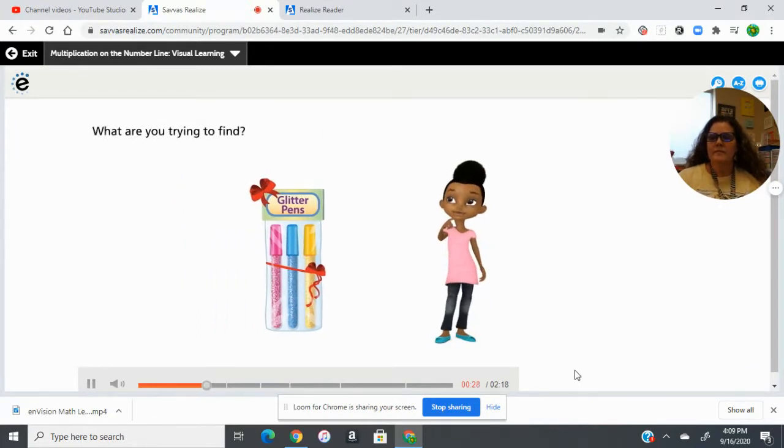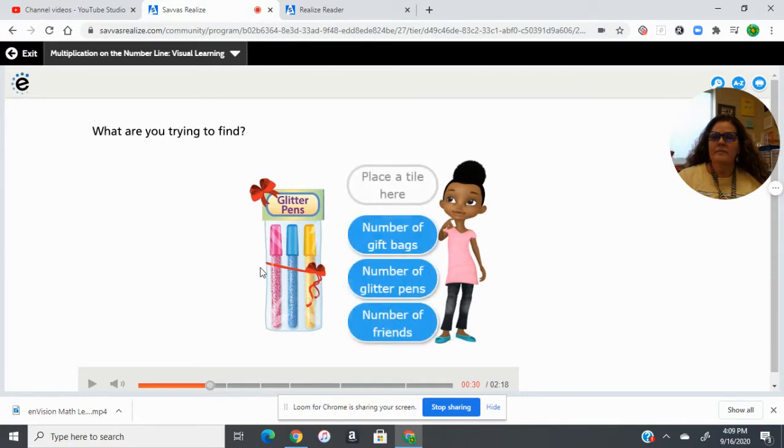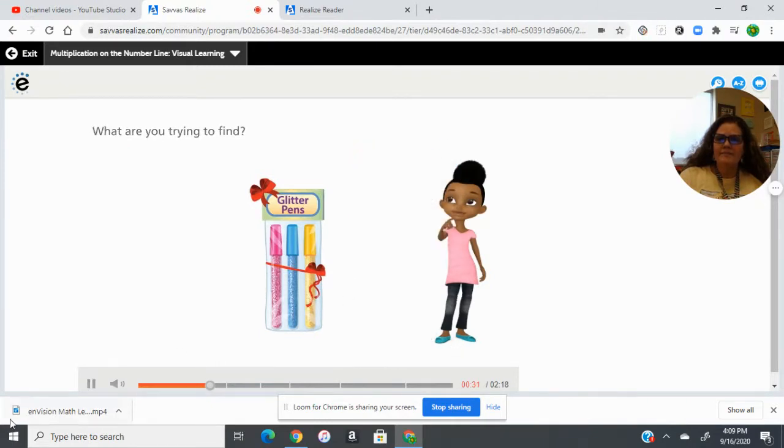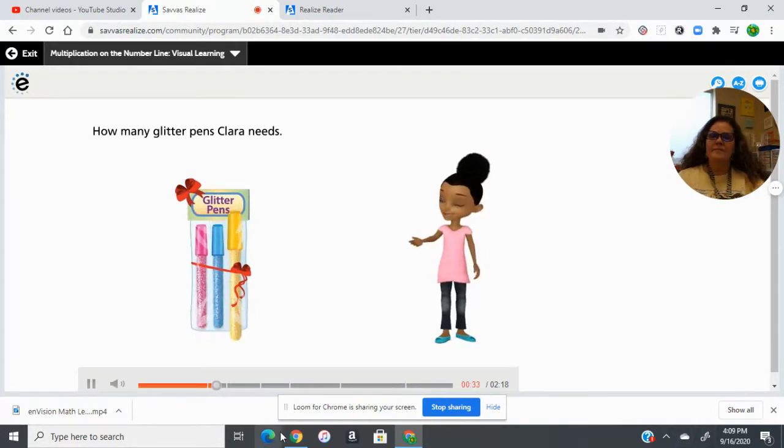What are you trying to find? Okay, so what are we trying to find? Are we trying to find how many gift bags she needs? Are we trying to find the number of glitter pens she needs? Are we trying to find the number of friends that she needs? Think about that. It says she's making a gift bag for her 5 friends. She wants to put 3 pens in each bag. So she's trying to find out how many pens she needs to get. How many glitter pens Clara needs?